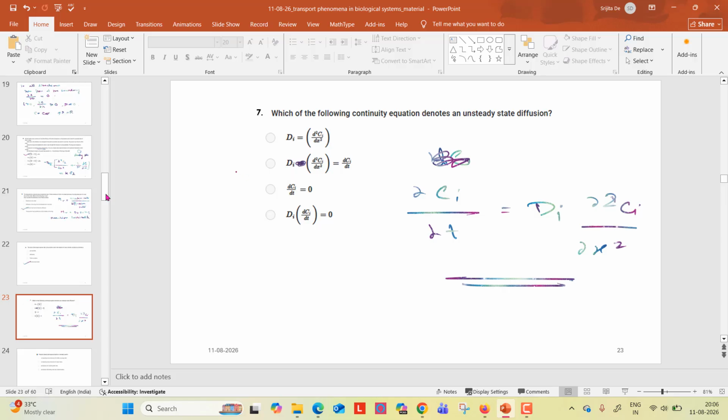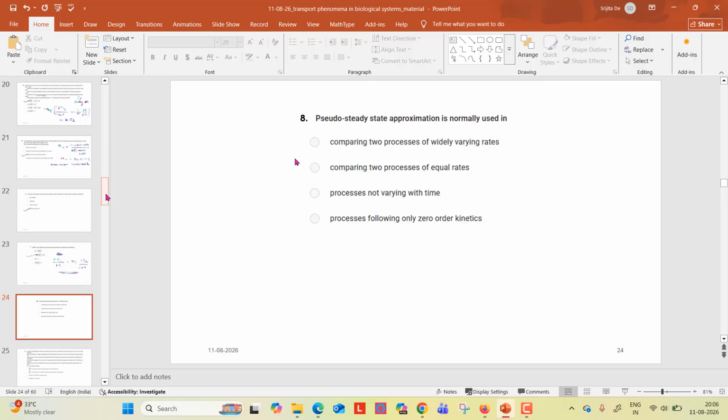Next. Pseudo steady state approximation is normally used in comparing two processes of widely varying rates, comparing two processes of equal rates, processes not varying with time, processes following only zero order kinetics. So we have seen that, so it is comparing two processes of widely varying rates.